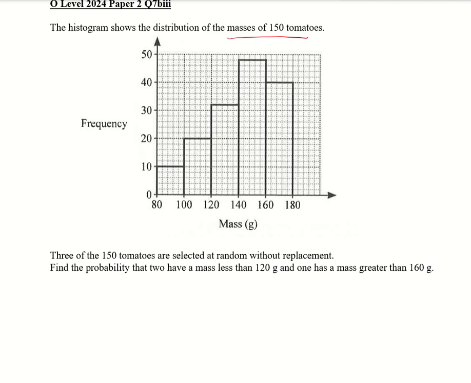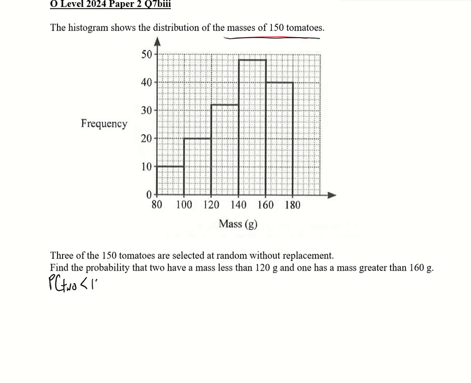Alright, over here we have the O-Level 2024 Paper 2 Question 7b Part 3, where we have a histogram showing the masses of 150 tomatoes. So 3 of these 150 tomatoes are selected at random without replacement. Find the probability that 2 have a mass less than 120 gram and 1 has a mass greater than 160 gram. So to find such a case, let's pen it down first.